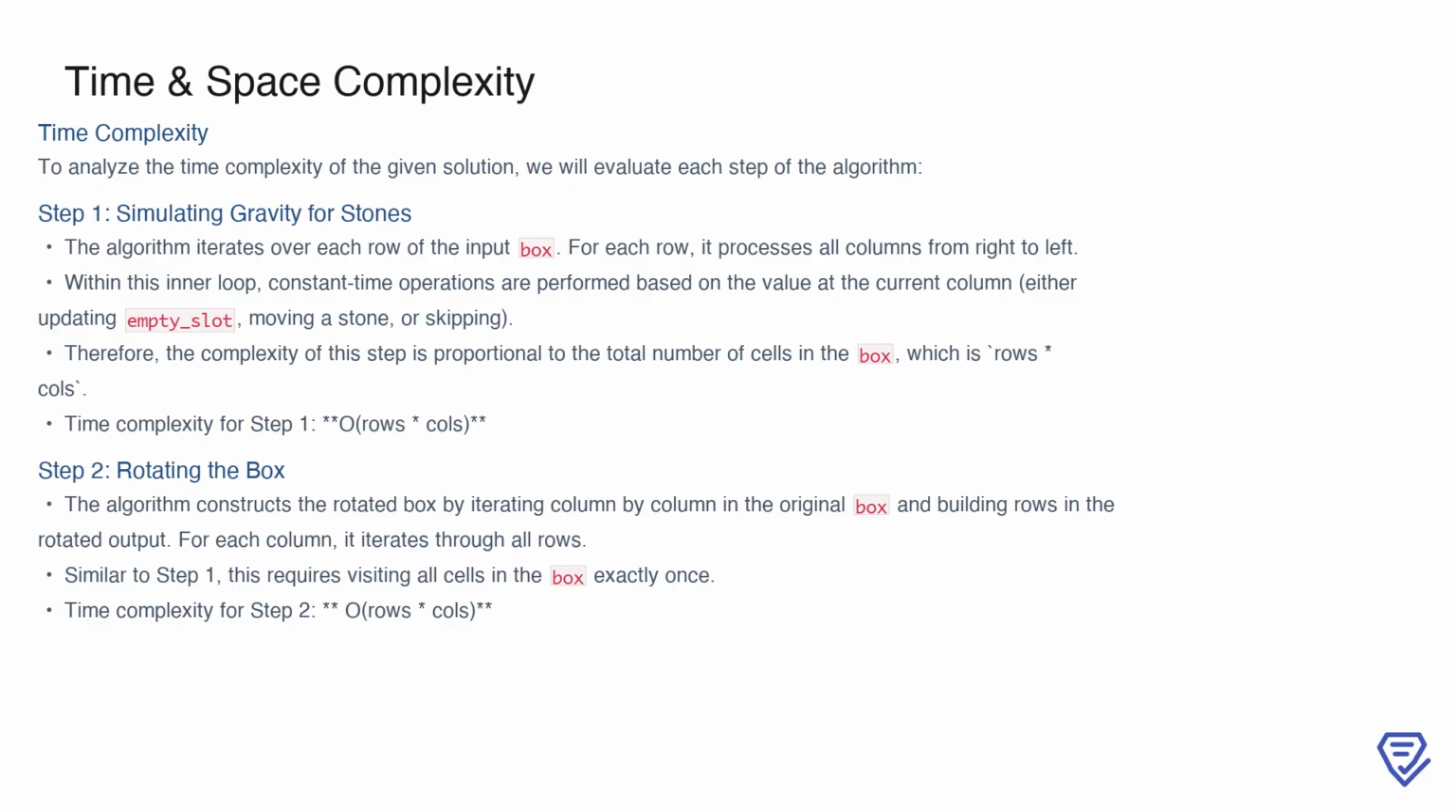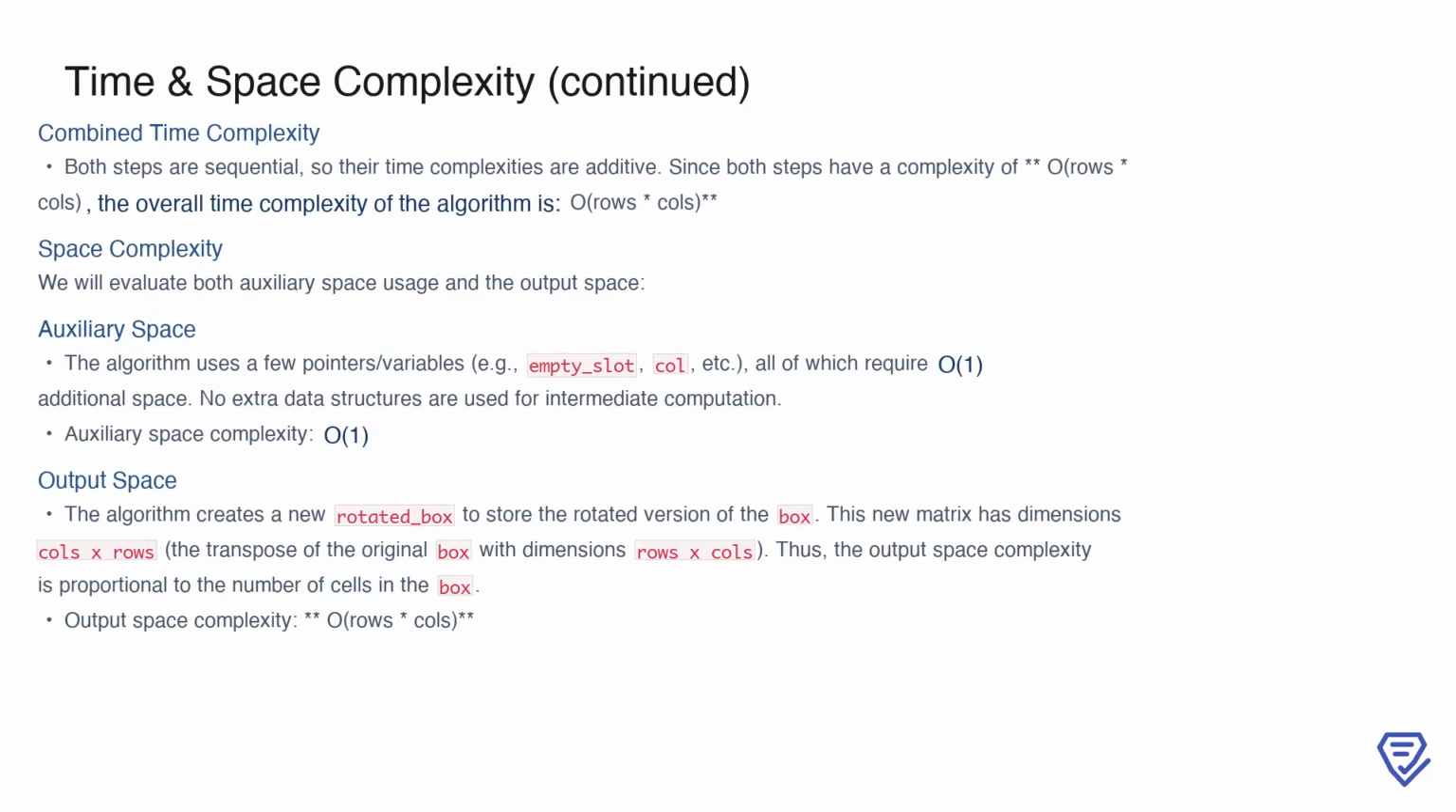Next, in step 2, we perform the rotation of the box. Here, we construct the rotated version by iterating through each column of the original box, building rows in the new rotated structure. Again, this requires visiting every cell in the box exactly once, giving it the same time complexity of O(rows * cols). Thus, both steps independently have a time complexity of O(rows * cols). Now, when combining these two steps, we simply add their time complexities together. Since both steps have the same complexity, O(rows * cols), the overall time complexity of the algorithm remains O(rows * cols).